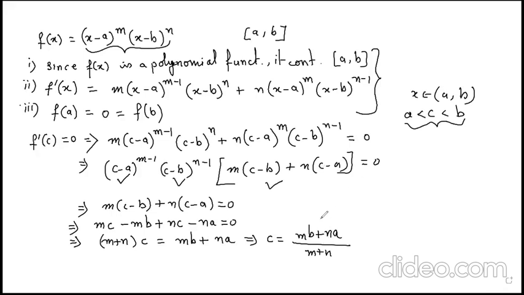Now look at the expression. This is nothing but the expression for the point c dividing the line segment joining a and b in the ratio m is to n. Is it okay? So this is our value of c, which gives us the ratio in which the point c divides the line segment ab. Okay, fine. So this we required to prove from the particular problem.